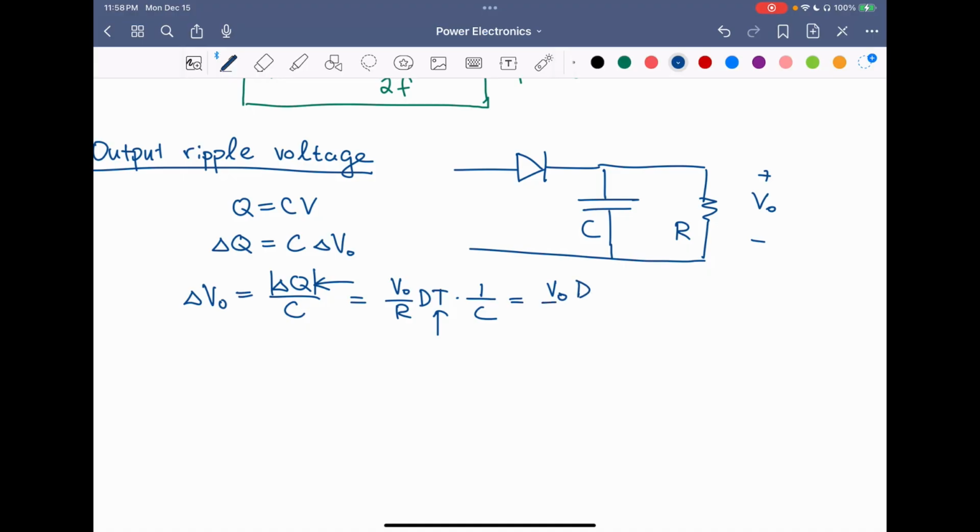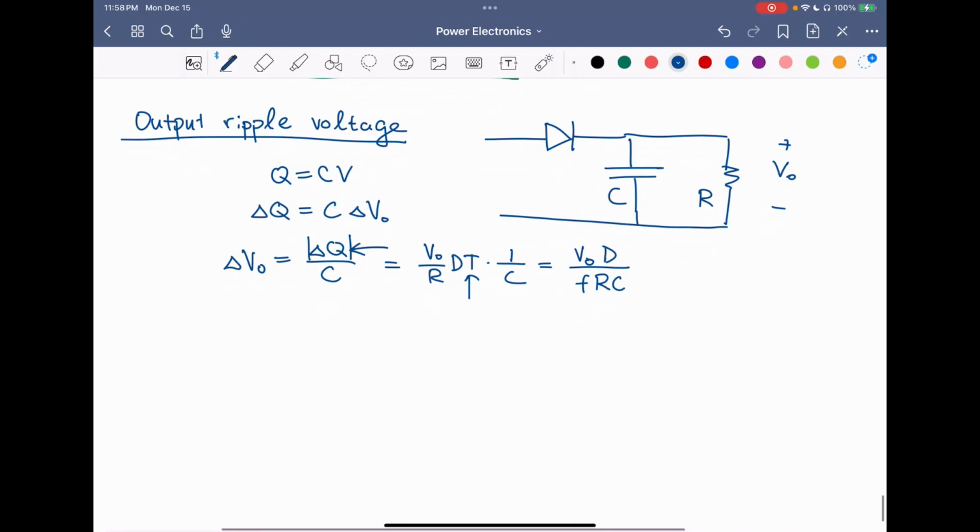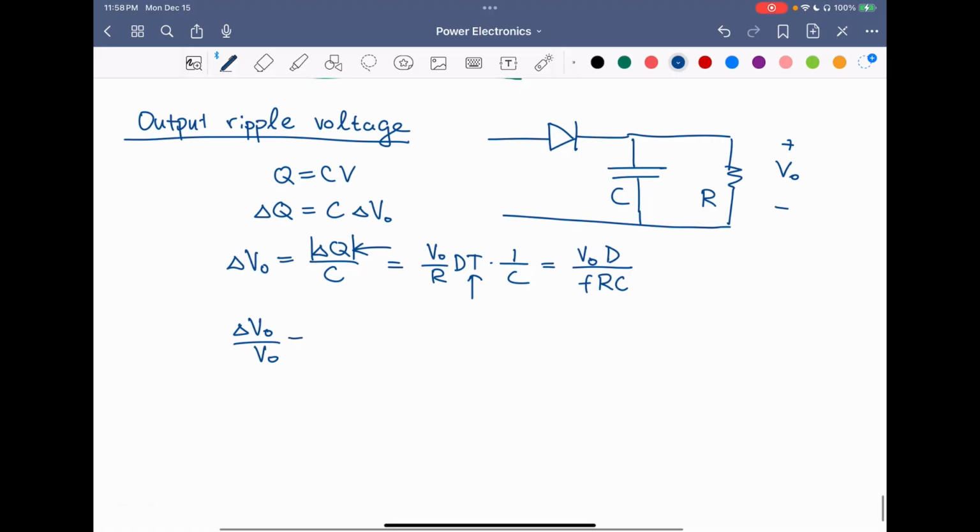So our expression for delta V naught is equal to V naught D over FRC. And we typically express the output voltage ripple as delta V naught over V naught. So this is the ripple ratio. If we divide both sides by V naught, we get delta V naught over V naught equals D over RCF. So this is a key expression.